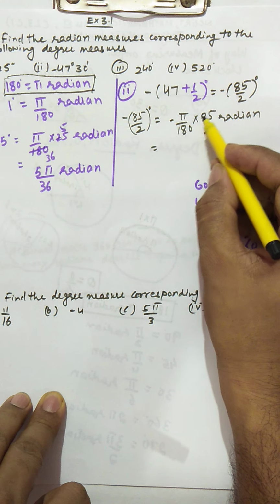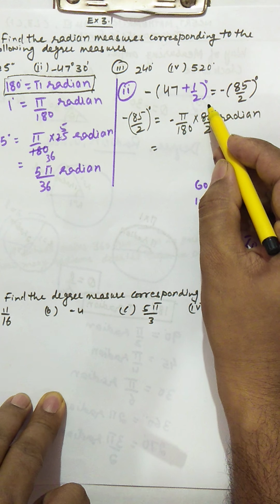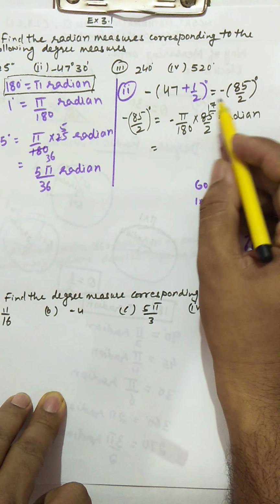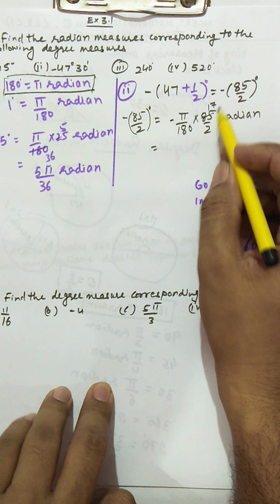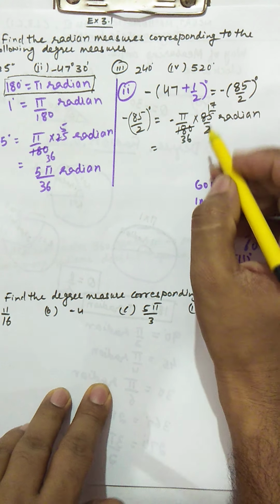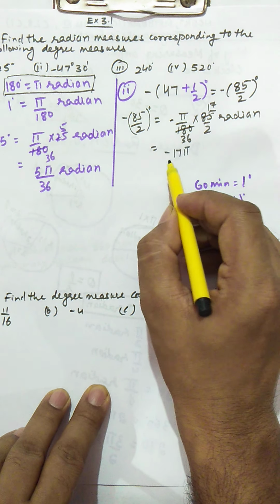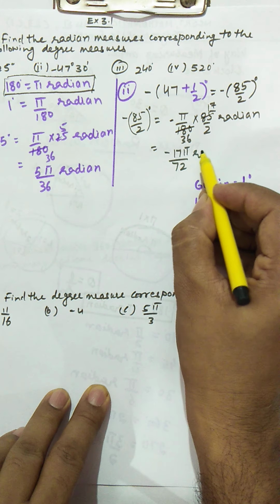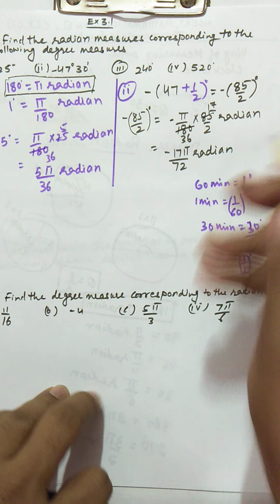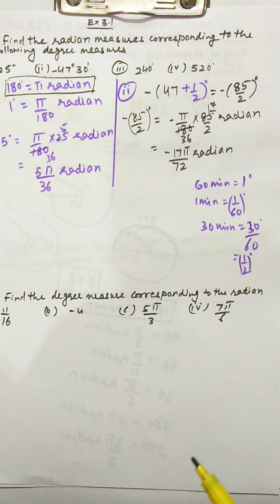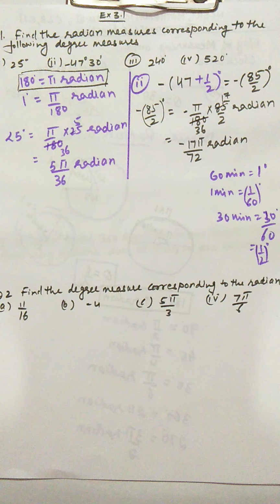This is 85. You can see this is going to be 17. You divide by 5. So this is 17 and this is 36. So this is going to be 17 pi upon 72 radian. So this way you can convert all degree measures into radian measures.